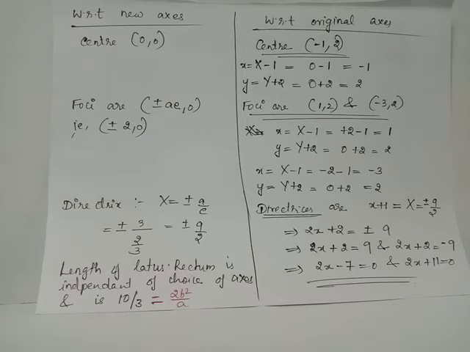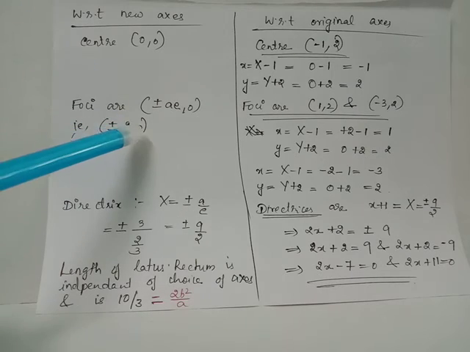We have with respect to new axis capital X capital Y, foci of the ellipse was plus minus 2, 0. We have small x equals capital X minus 1, where capital X equals plus 2. Therefore, we have x equals plus 2 minus 1, which is 1, and small y will be capital Y plus 2, where capital Y equals 0. Thus, small y equals 2. Thus, one set of foci will be 1, 2.